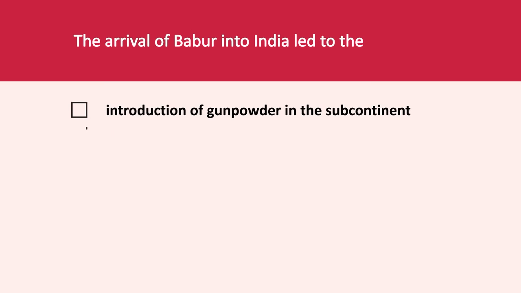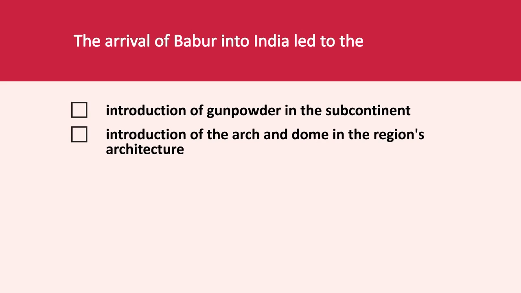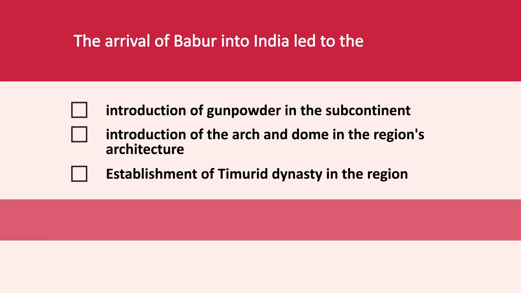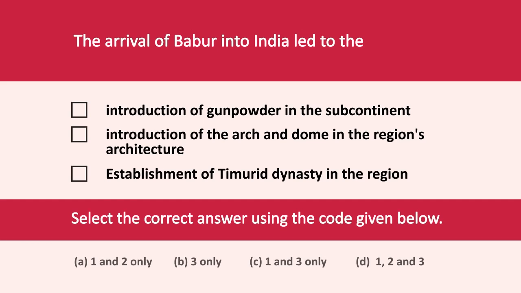Consider one of these questions that was asked. The arrival of Babur into India led to: the options were introduction of gunpowder in the subcontinent, introduction of the arch and dome in the region's architecture, establishment of the Timurid dynasty in the region. The answer was only the third one, that is, the establishment of the Timurid dynasty in the region. So it goes to show that it was not going to be so difficult.